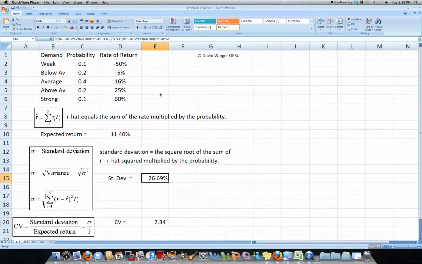Hey class, this is problem 8.1. Okay, we have stock returns. A stock's returns have the following distribution.